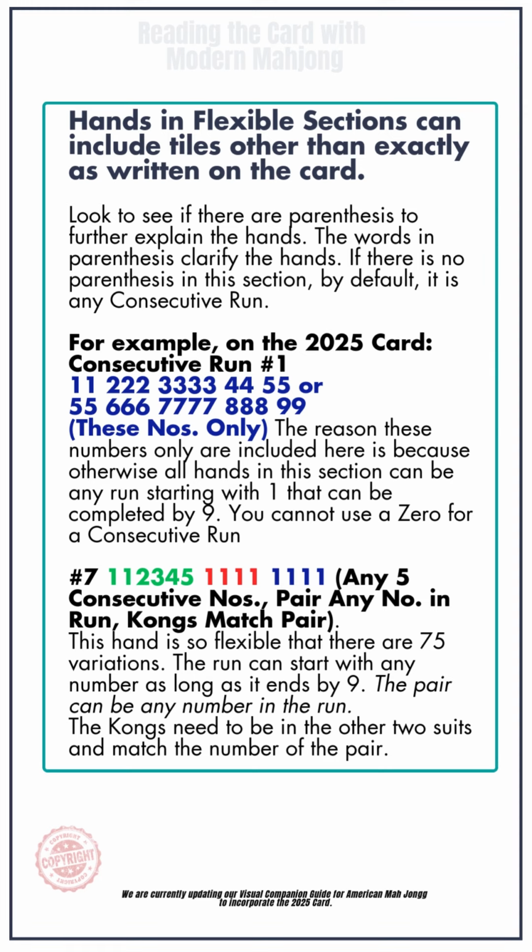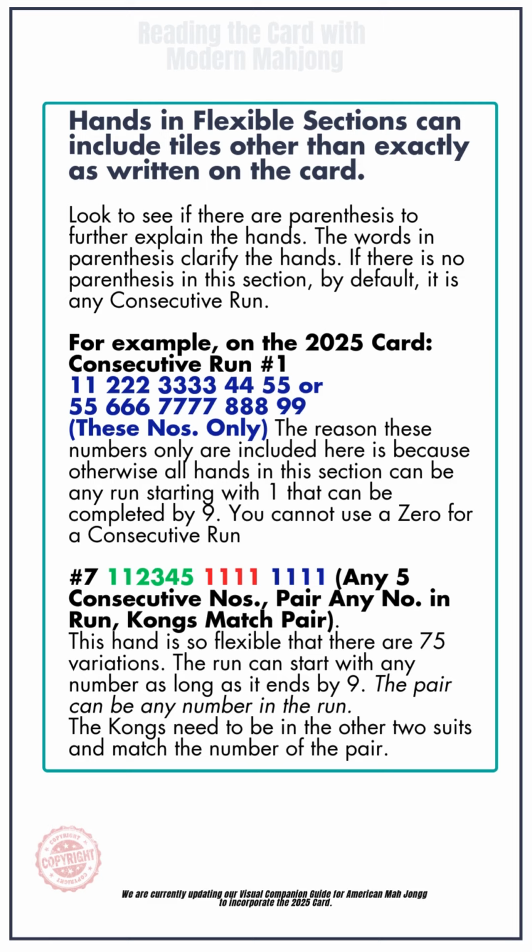If there's no parentheses in the section of consecutive run, by default, it's any consecutive run. As a note, it has to start with 1. The 0 is usually not used in anything other than a year hand or the year section. Of course, there's creativity at the league, and they used it in the 1, 3, 5, 7, 9 section as a 10, but that's a whole separate thing.